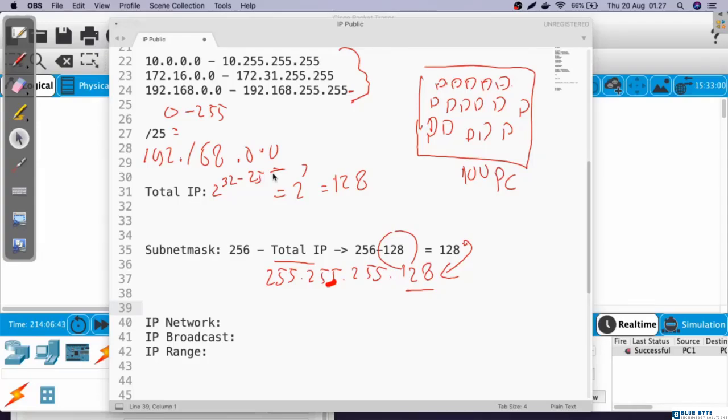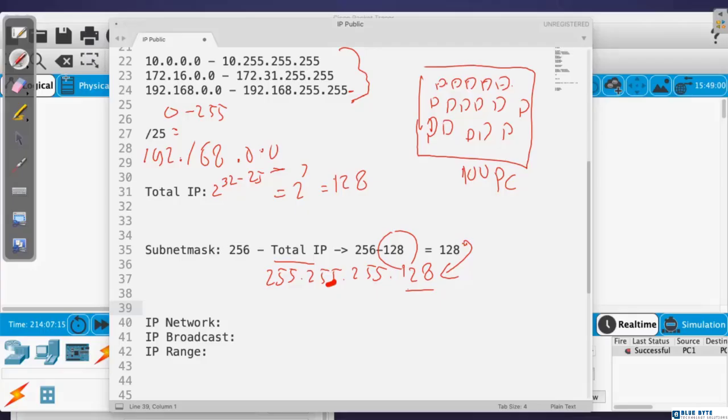In the previous video, we already learned how to calculate total IP and subnet mask. Now, in this video, we are going to learn about network IP, broadcast IP, and IP range. But we will start with network and broadcast IP first. Okay, so what is network IP?